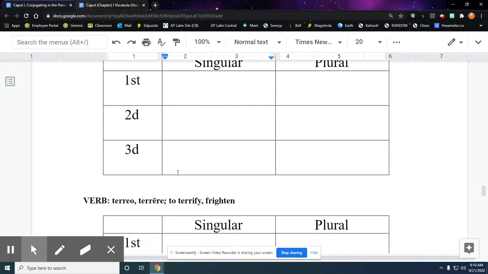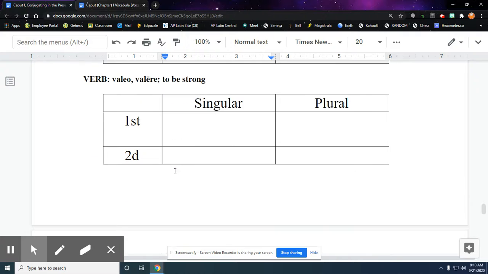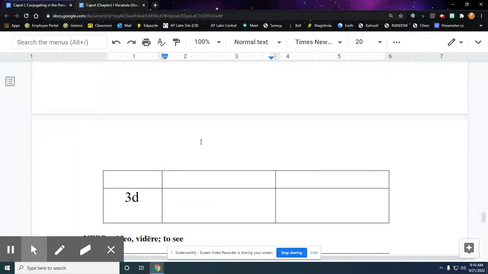If you have any questions about that, let me know. Same with the verb to be strong. This is also how you say goodbye in Latin, but you're not going to say "I goodbye, you goodbye." You're going to say I am strong, you are strong when you conjugate it in the present tense.